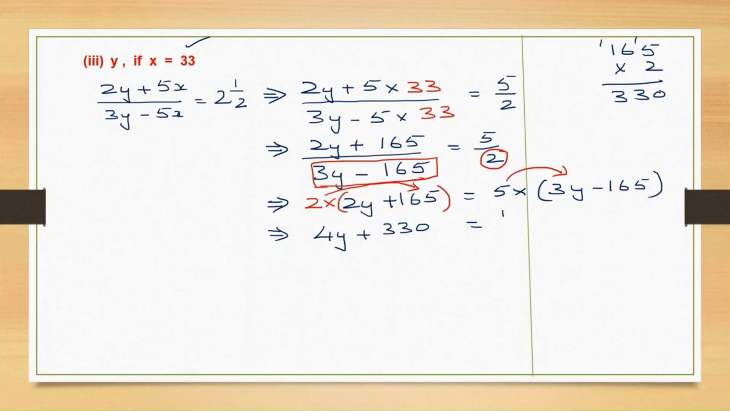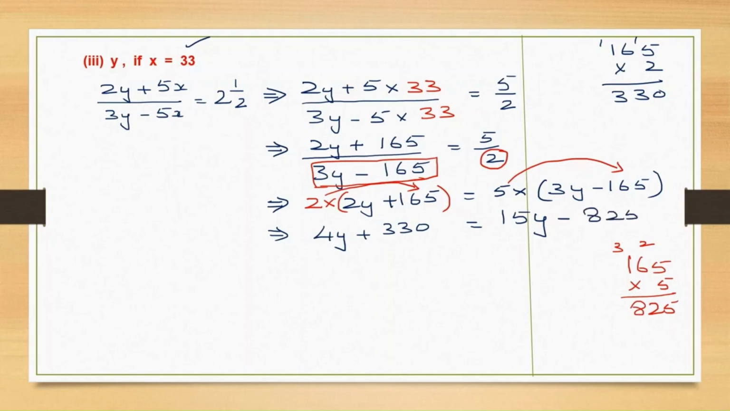So 5 3s are 15, 15y minus, now we have finished multiplying with 3y. Let's multiply 5 into 165. So let's do that. 165 into 5. 5 5s are 25, carry 2. 5 6s are 30, 32, carry 3. 5 1s are 5, 6, 7, 8. So that is 825. Now we have 4y on the left side and 5y on the right.